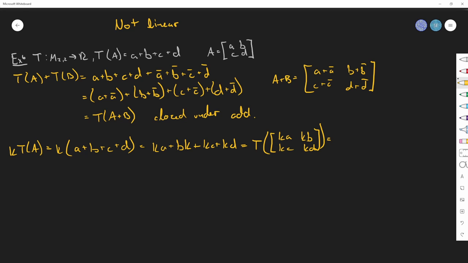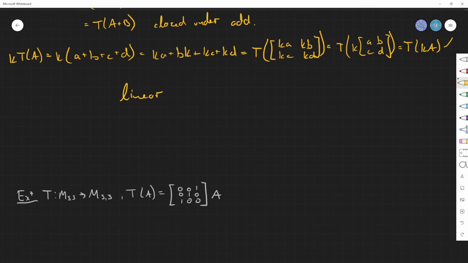We can factor out the K, and we know that this will give us the matrix A, B, C, D, which is the same as matrix A. So yes, this is also closed under scalar multiplication. Therefore, this function is a linear transformation. Woo!